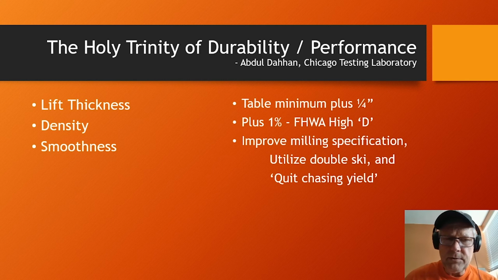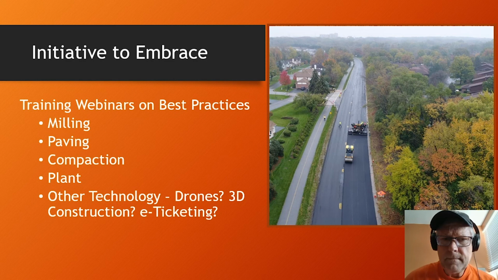Look at your milling specifications. Get a better milled surface so that there's less scabbing and not as many deep gouges. Maybe you want to look at 3/8 inch mill heads instead of 5/8, or 5/8 instead of 3/4. Utilize double ski whenever possible and quit chasing yield. Make sure you chase smoothness. A lot of these are going to take working with the engineers you're working with.